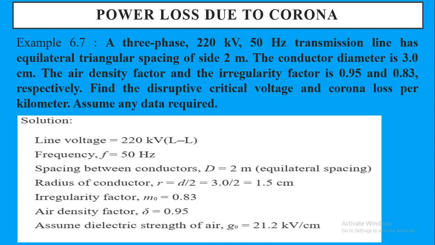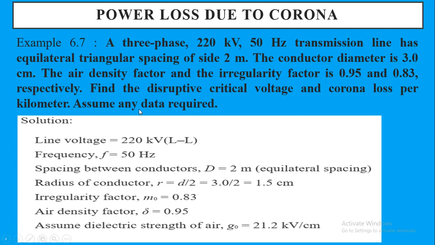A three-phase 220 kV, 50 Hz transmission line has equilateral triangular spacing. Equilateral means the separation distance between the three conductors is the same, A to B, B to C, and C to A. The line has equilateral triangular spacing of side 2 meters. The conductor diameter is 3 centimeters. The air density factor and irregularity factor are 0.95 and 0.83 respectively. Find the disruptive critical voltage and corona loss per kilometer.